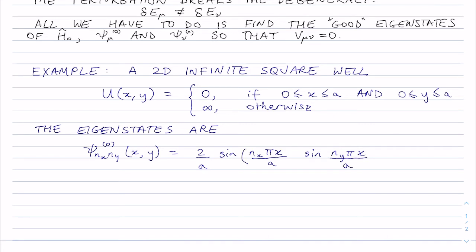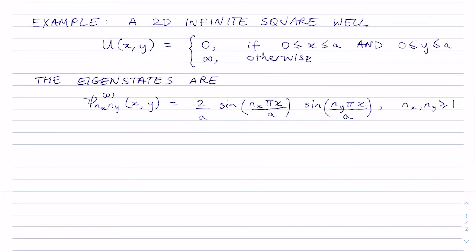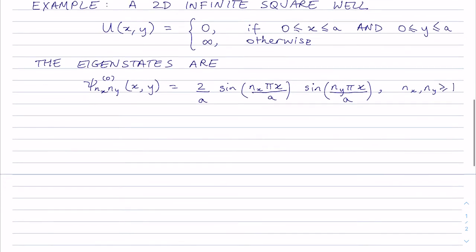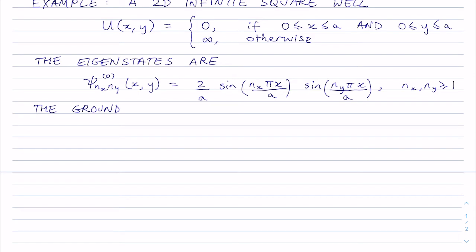So it's easy here because we just have effectively two 1D oscillators, nx and ny greater than or equal to 1, and then the ground state is non-degenerate. By the way, you can check that that's correctly normalized, etc. The ground state is non-degenerate.